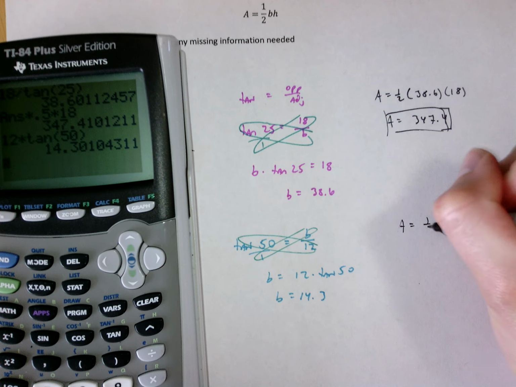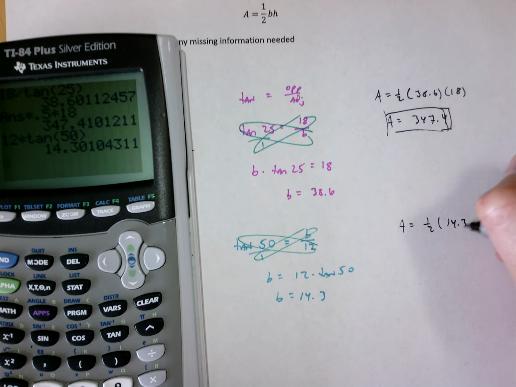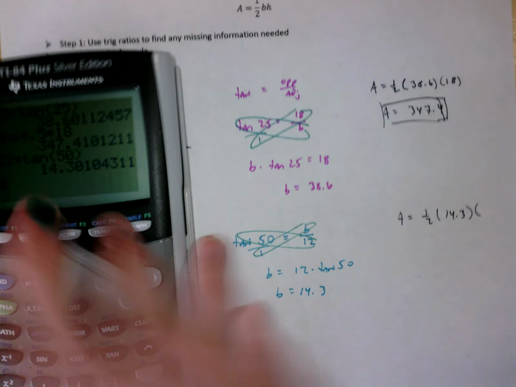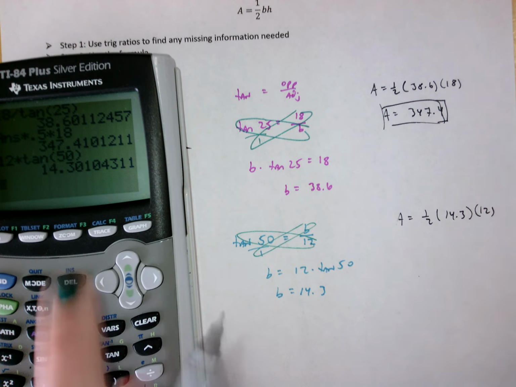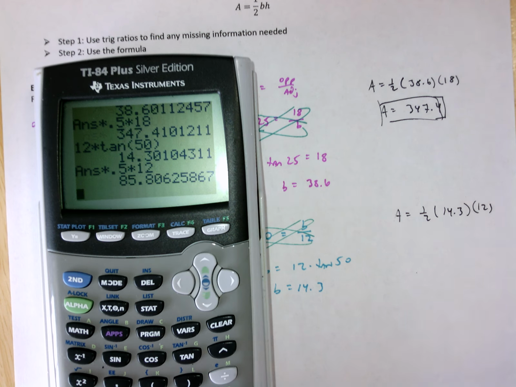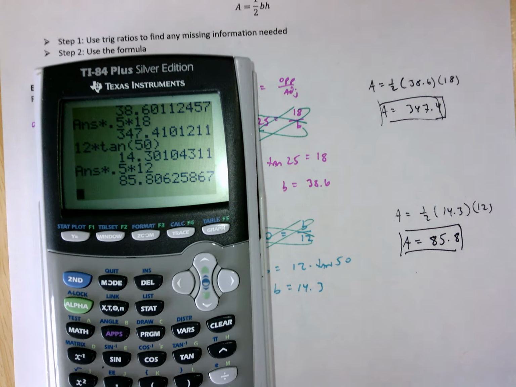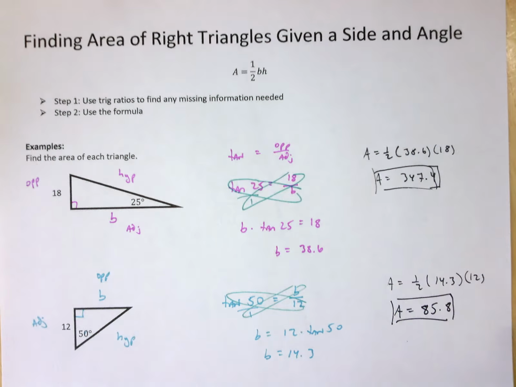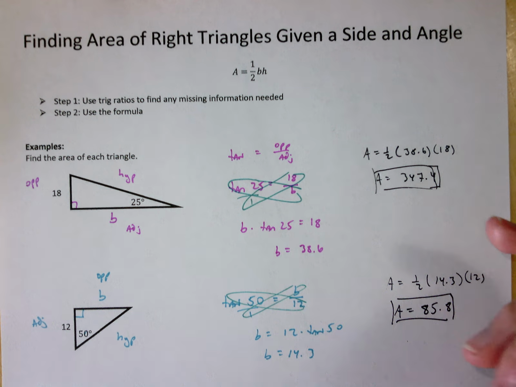So area is 1/2 of the base, which is 14.3, times the height, which is 12. So I'm going to take that answer and multiply it by 1/2 and by 12. So the area of this triangle is 85.8 square somethings. And there we go. So finding area when you're given a side and an angle, not that big of a deal.